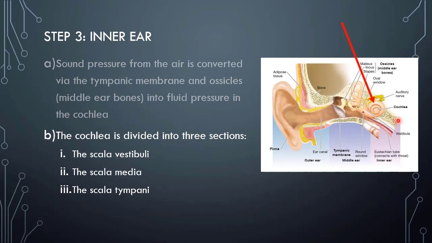The cochlea is divided into three separate sections, the scala vestibuli, the scala media, and the scala tympani. We'll talk a little bit about the importance of these. But I say this because we're referencing the anatomy, not necessarily because it's something you need to know just for the sake of knowing it, but their functions will become more important.